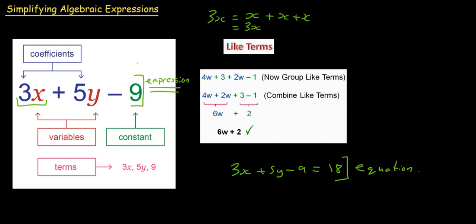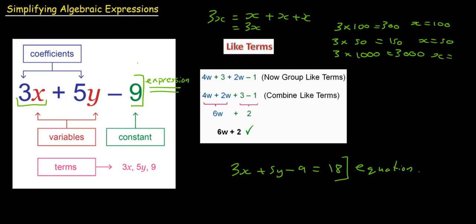And a variable can take any value. For example, we could do 3 times 100, which is 300, or we could do 3 times 50, which is 150, or we could do 3 times 1,000, which is 3,000. And I hope you can see that x takes the value of 100 there, x takes the value of 50, and x takes the value of 1,000.